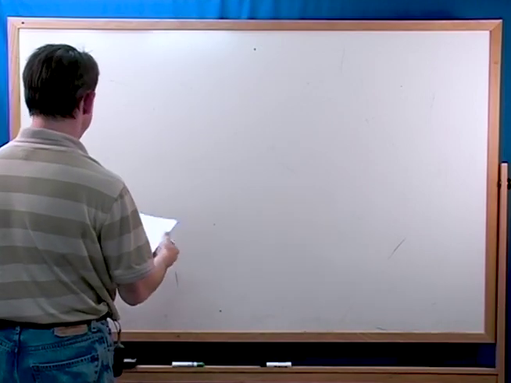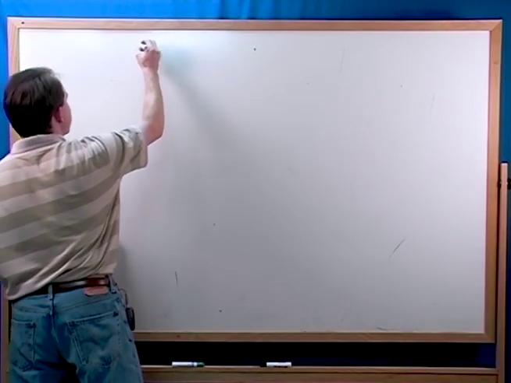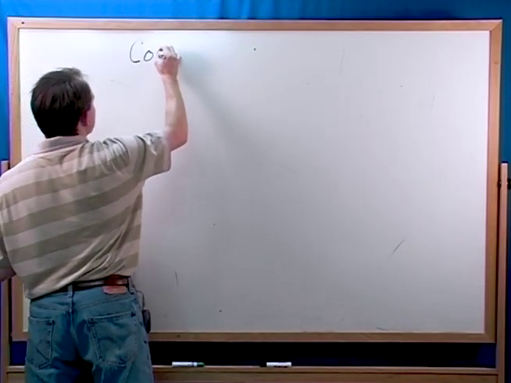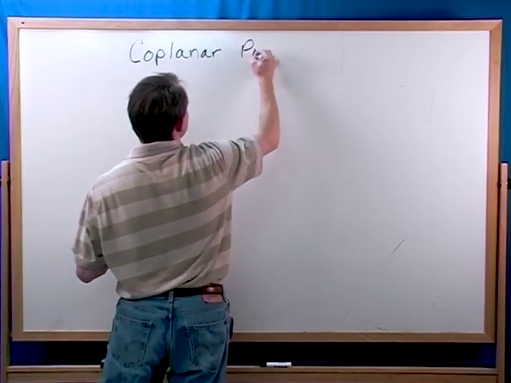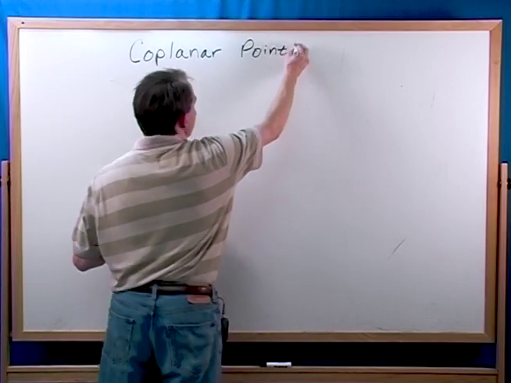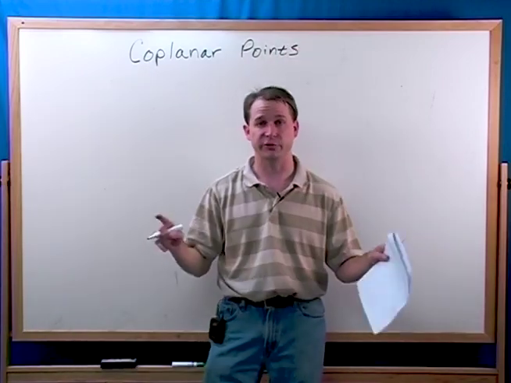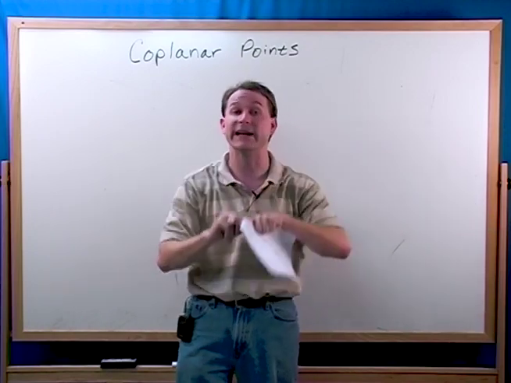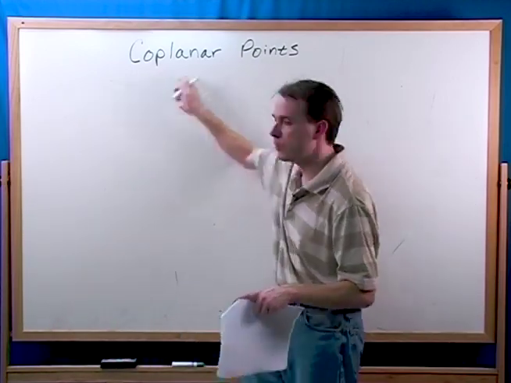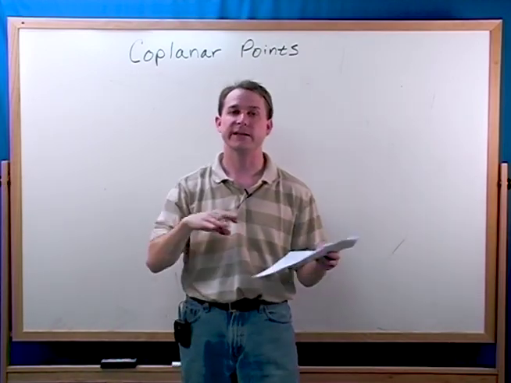And the final thing we're going to talk about is what is called coplanar points. We've already talked about collinear points, which are points on the same line. That's pretty easy. If they're on the same line, they're collinear. So coplanar means points that are in the same plane.